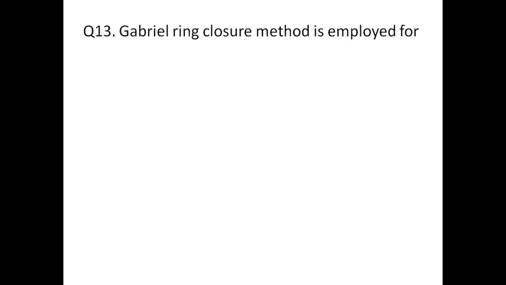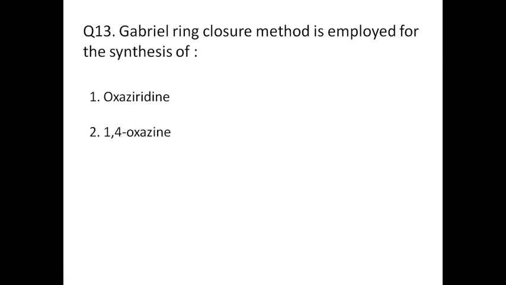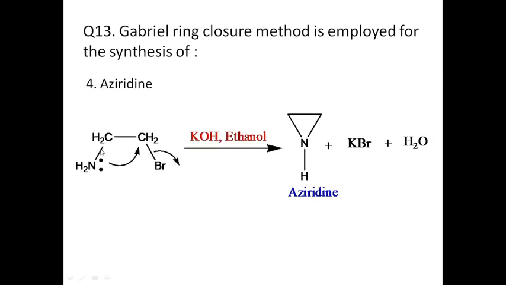Gabriel ring closure method is employed for the synthesis of oxaziridine ring, 1,4-oxazine ring, oxirane ring, or aziridine ring. This Gabriel ring closure method is employed for the synthesis of aziridine ring. You can see this structure. This bromo is a good leaving group. It will leave by taking the electron from this carbon, and this carbon will gain a positive charge, and the lone pair of electrons from this nitrogen will attack this carbon, and here the aziridine ring will be formed.